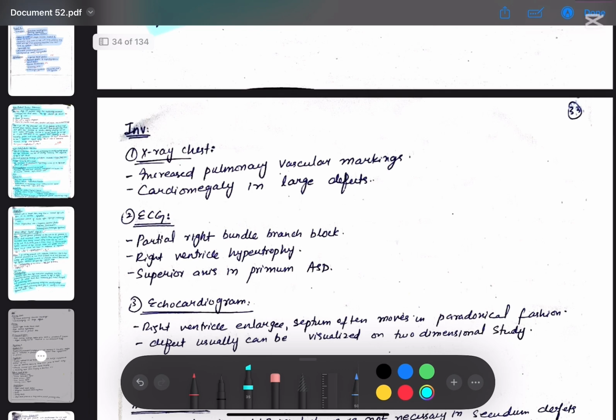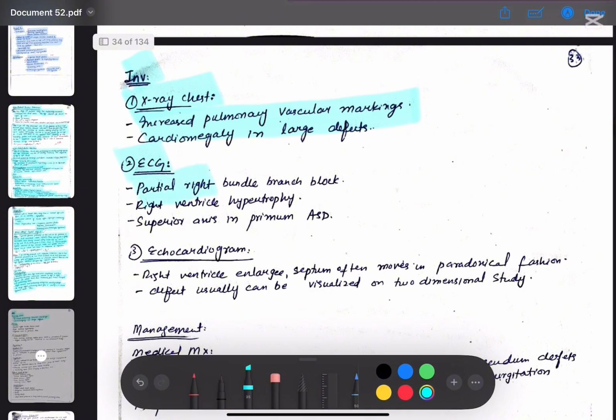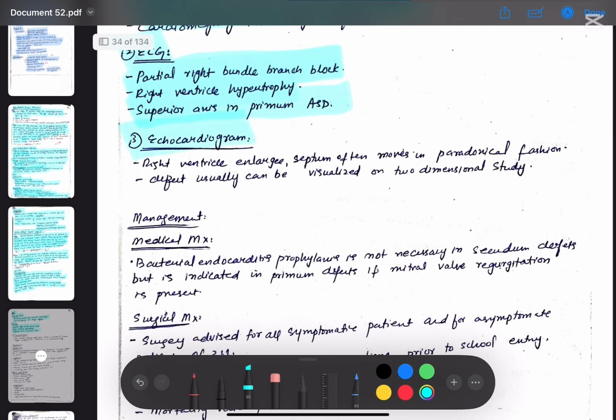The investigation options are X-ray chest, which shows increased pulmonary vascular markings and cardiomegaly. ECG shows partial right bundle branch block, right ventricular hypertrophy, and superior axis in primum ASD. Echocardiogram shows right ventricular enlargement. Septum often moves in paradoxical fashion, and the defect usually can be visualized on two-dimensional studies.